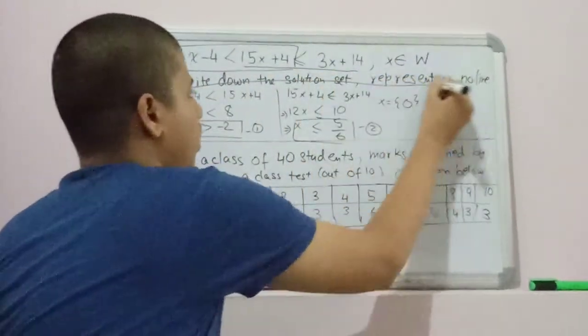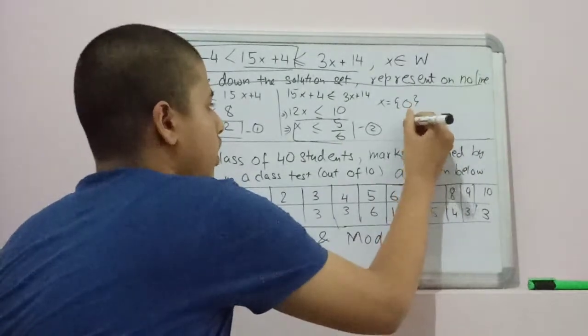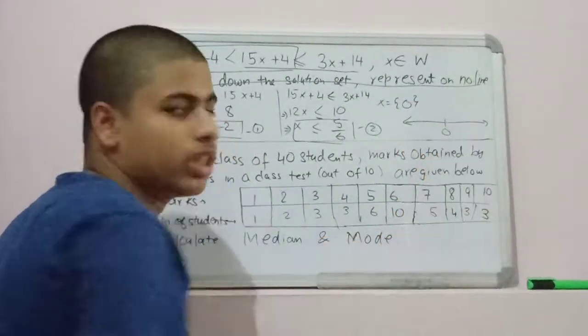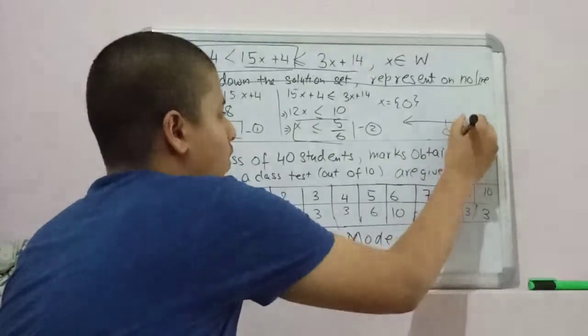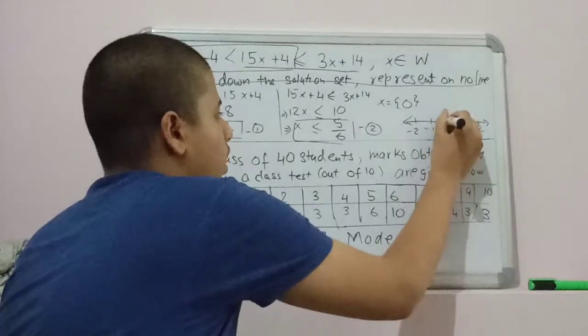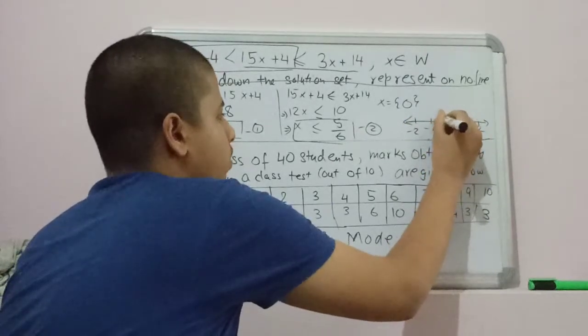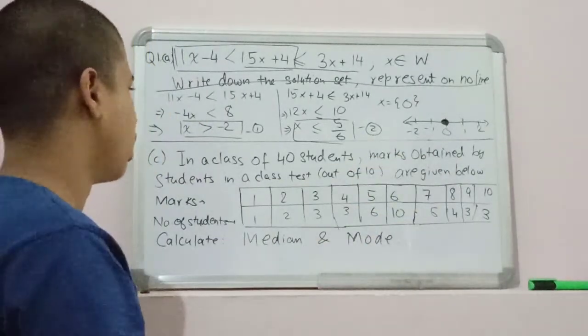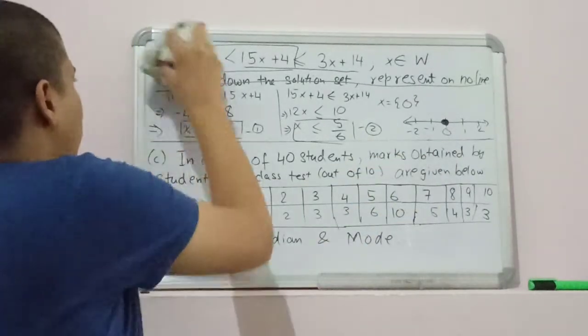We draw this line here. This is my number line. We have a 0 in the middle. We can choose it anywhere. We can have a 1, a 2, negative 1 and negative 2. This is my 0. That's my solution set. That's my number line. Okay, let's look at the second.